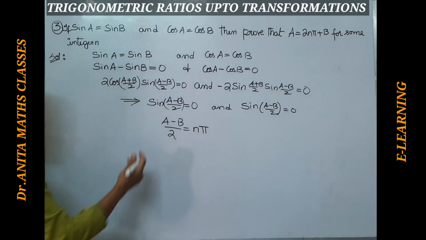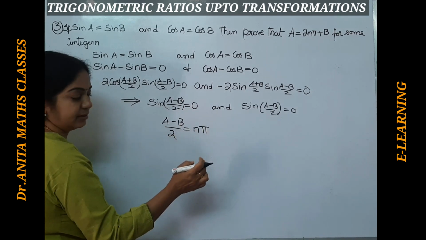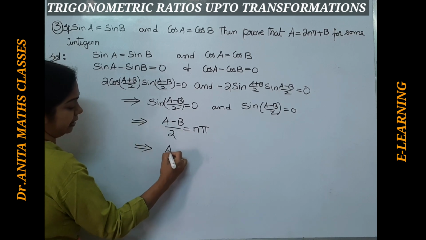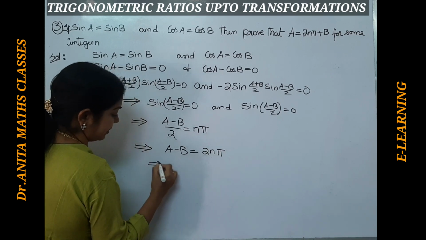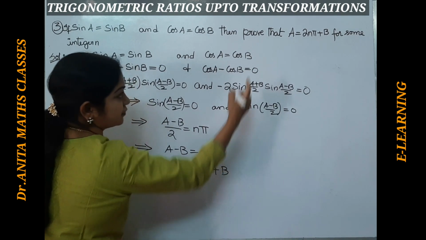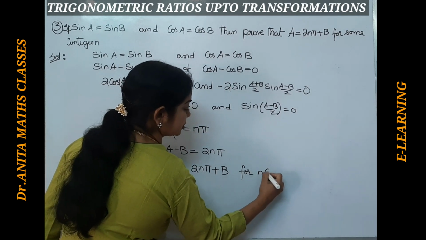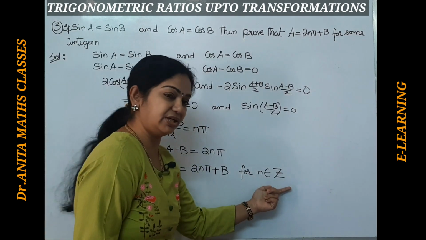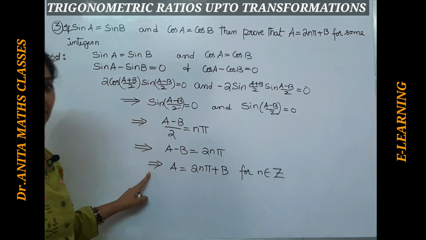You can write it as sin 0 when it is n pi. Now from this I can imply A minus B is equal to, if you cross multiply, 2n pi. So that implies A equals 2n pi plus B. So this is what we have to prove, for n belongs to the integers, for every integer n. This is a condition. Pause it and note it down.